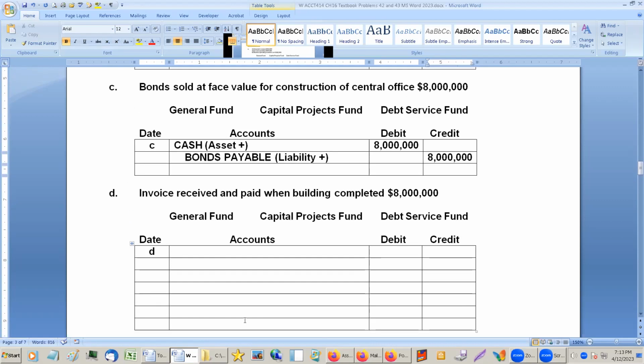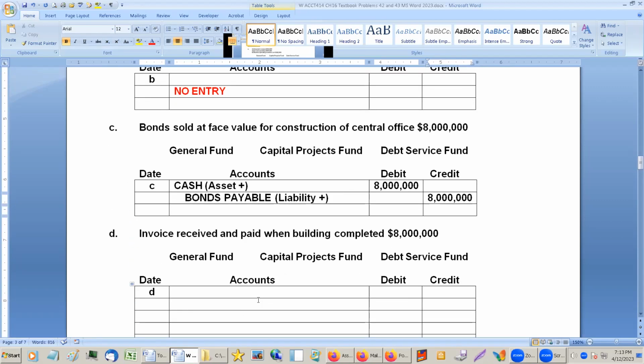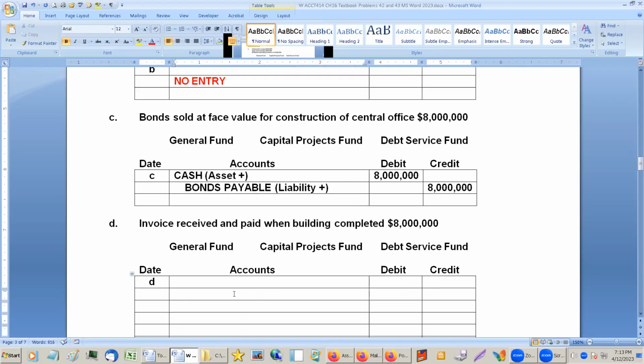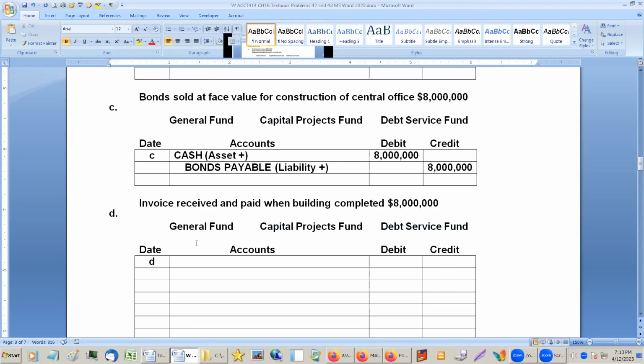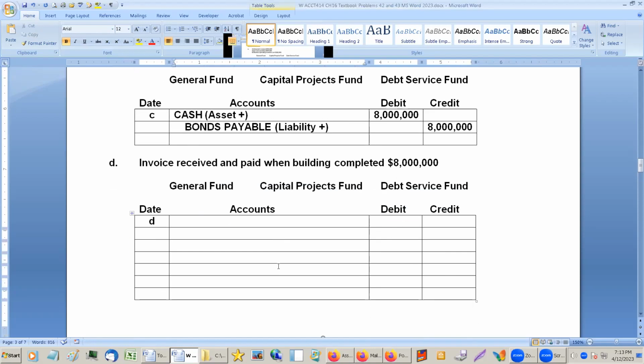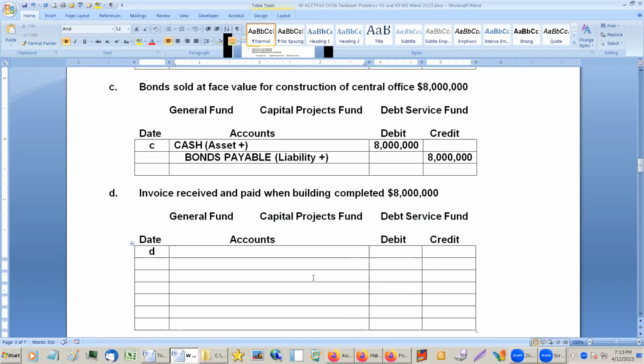Invoice received and paid when the building was completed. Okay, we don't have to do anything with encumbrance accounts. I shouldn't have these in there, I wasn't paying attention when I did this handout. We're not going to use any of those on government-wide. And on government-wide, these are all the same group, all the same people, so whatever happens between them, I don't care.